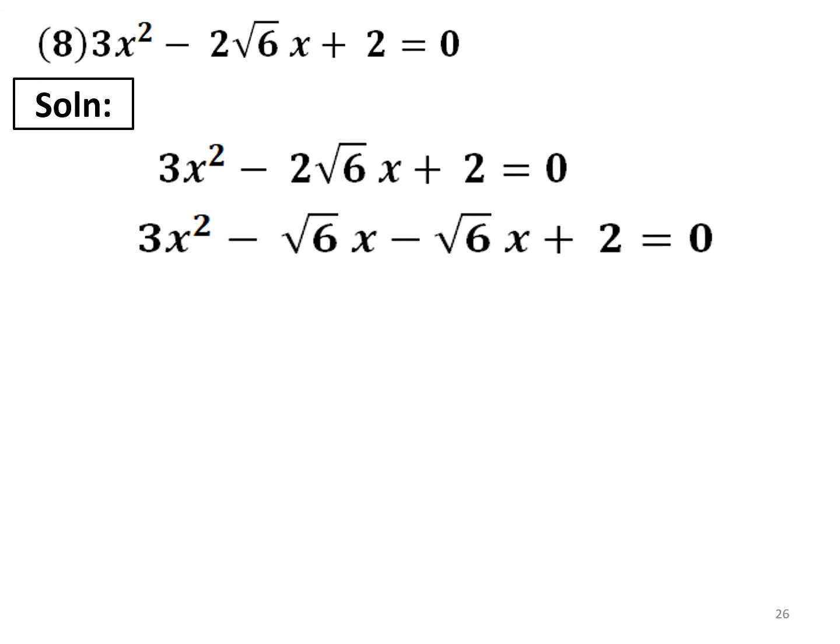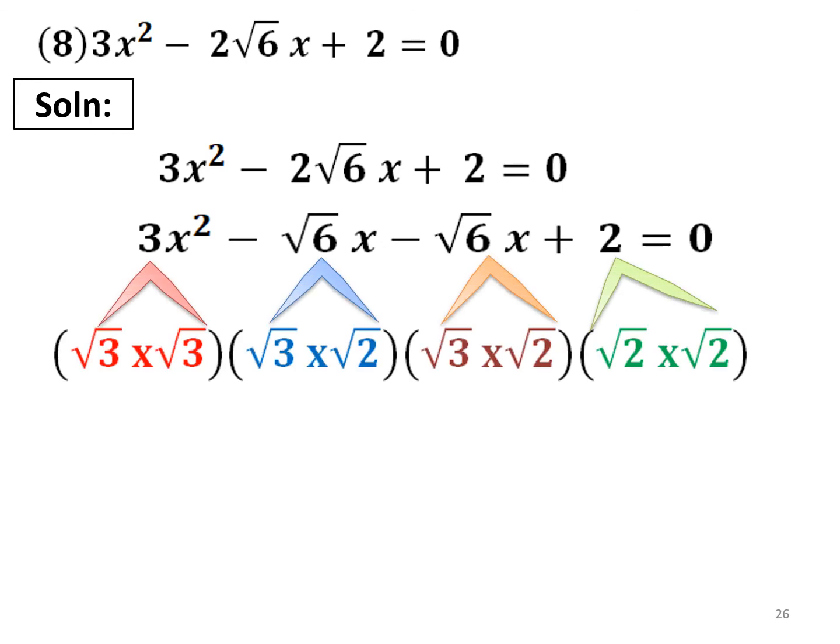So here if I take root 6 into root 6, I will get the answer as 6, and root 6 plus root 6 will give me 2 root 6. And therefore, this factorization is done as 3x square minus root 6x minus root 6x plus 2 is equal to 0. Now, how can we take, or which term should we take in common in the bracket?